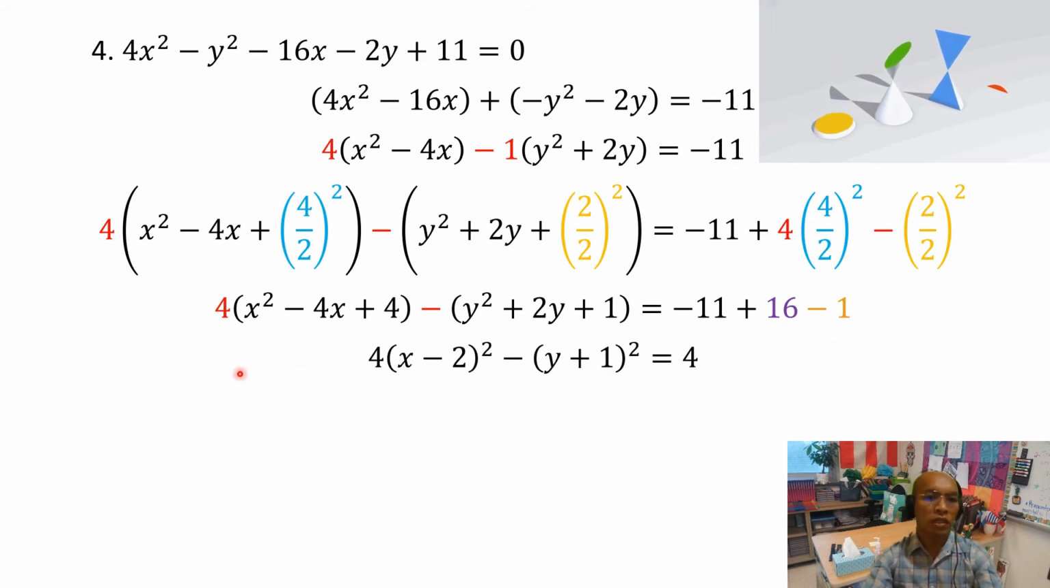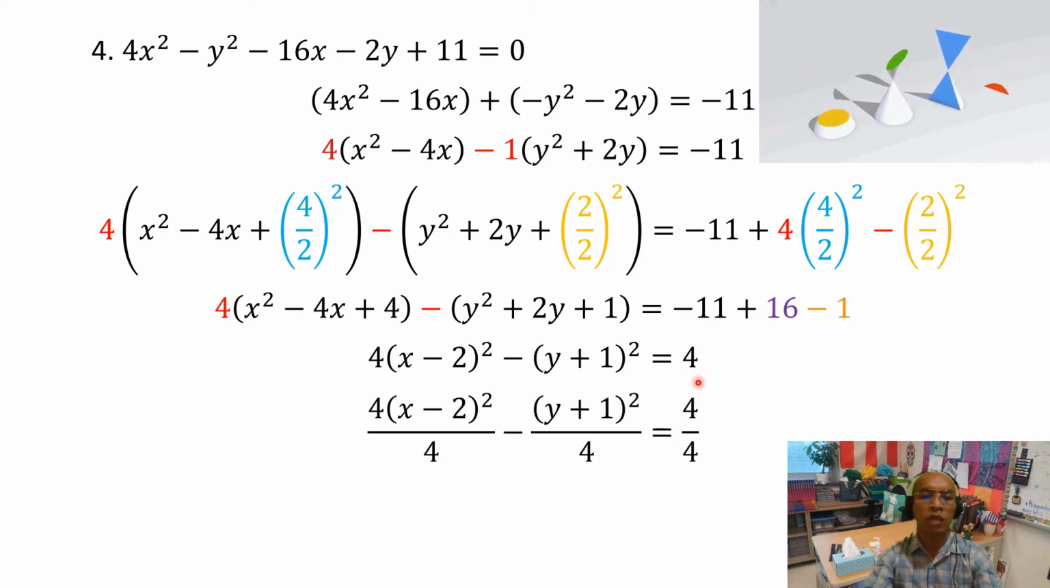Okay, factor. Just copy 4. So x, the partner is the half of negative 4. So that is negative 2 quantity squared. Then minus y, copy. The half of 2 is positive 1. So positive 1 quantity squared. Then simplify the right. That is equal to 4. Again, the right side must be equal to positive 1.